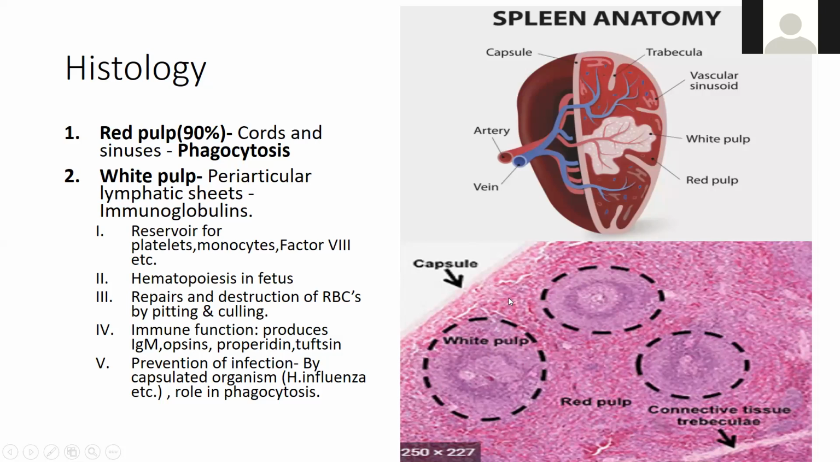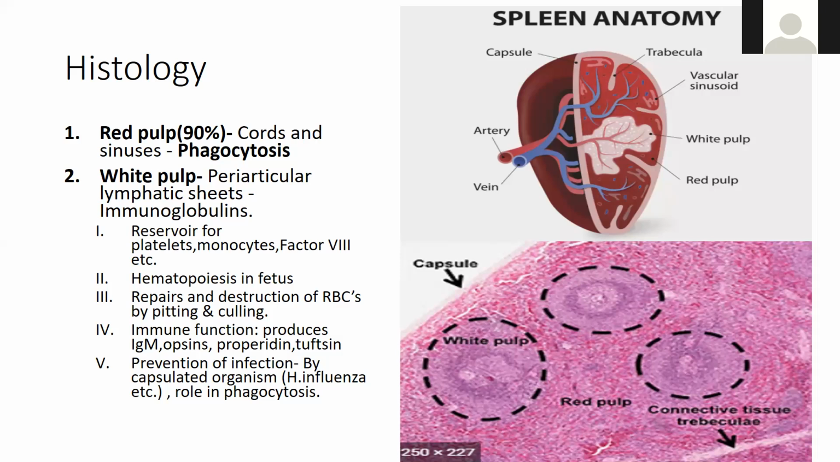And in the fetus, it's the site where blood production is made. They're also responsible for repair and destruction of red blood cells. They term this pitting and culling. I think pitting just refers to removal of degenerated blood cells, and culling is the removal of hard structural bodies called Heinz bodies and Howell-Jolly bodies, and these are usually seen in the blood film post-splenectomy when this function has been removed.